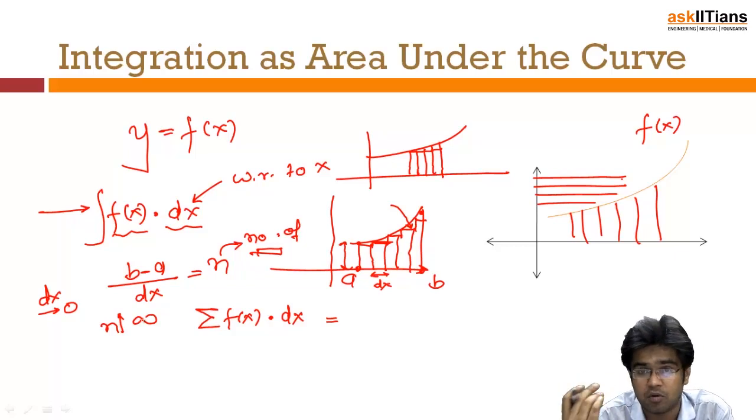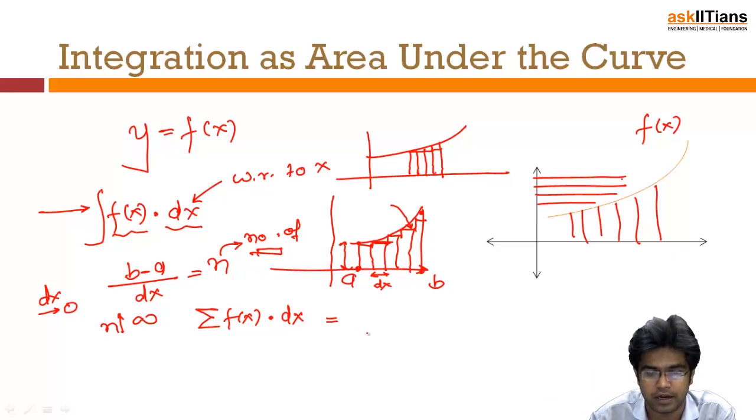If n, the number of rectangles, is tending towards infinity, that means you need to add infinite rectangles. If dx is very close to 0, we can say the error is so small that we can neglect it. Because dx is tending towards 0, our error is also tending towards 0, but the number of rectangles is tending towards infinity. So how are we going to add all those infinite rectangles?